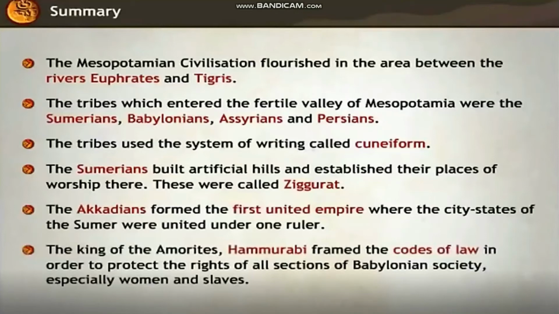The Sumerians built artificial hills and established their places of worship there. These were called ziggurats. The Akkadians formed the first united empire where the city-states of Sumer were united under one ruler. The king of the Amorites, Hammurabi, framed the codes of law in order to protect the rights of all sections of Babylonian society, especially women and slaves.